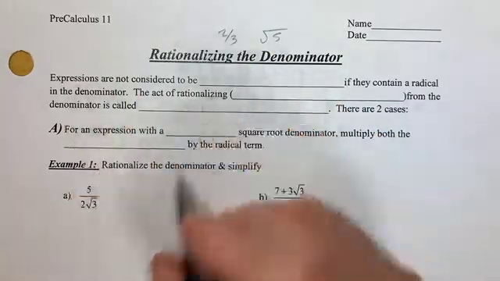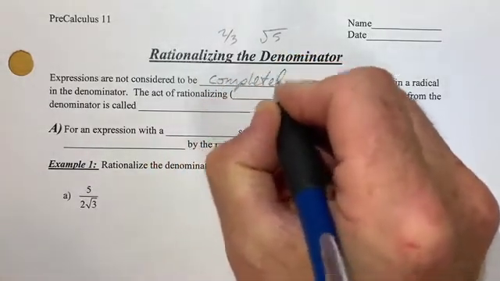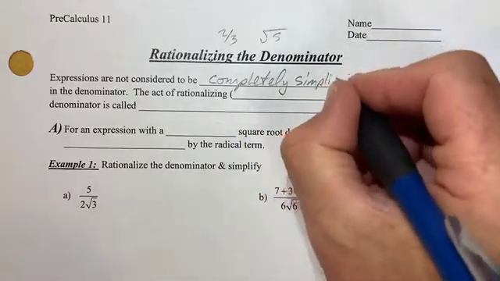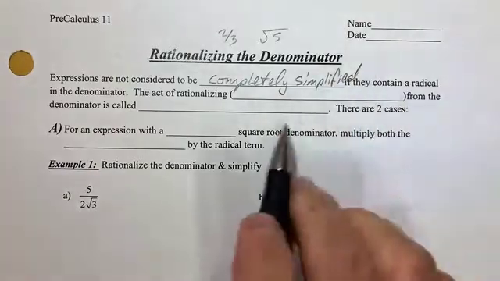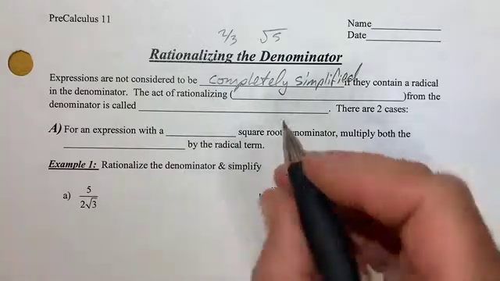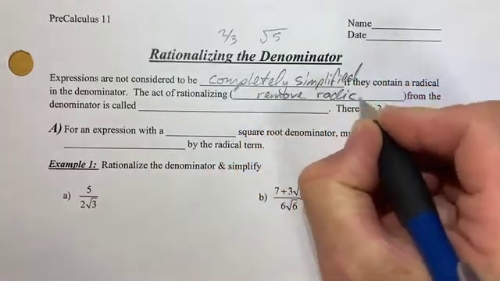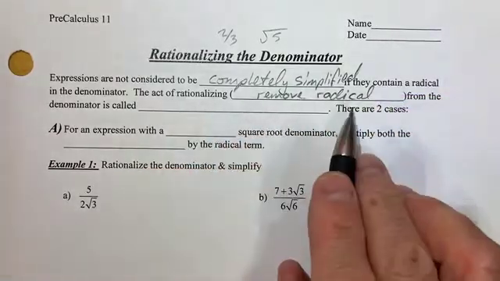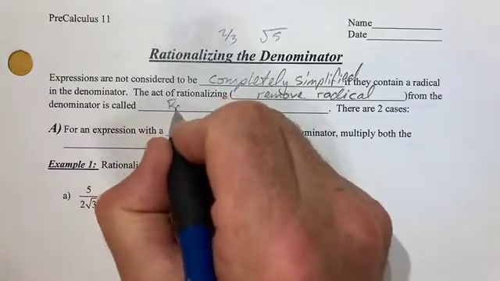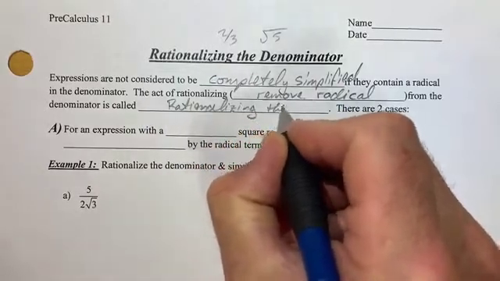Expressions are not considered to be completely simplified, when they say simplify completely, if they still contain a radical in the denominator, so on the bottom. The act of rationalizing, in other words, removing the radical, getting rid of this square root part, that's called rationalizing. If you remove the radical from the denominator, this is called rationalizing the denominator.